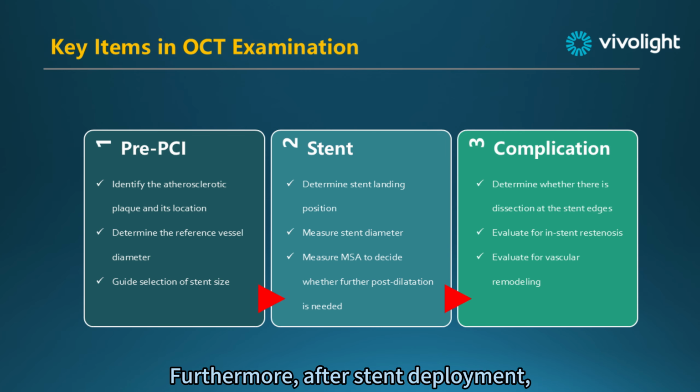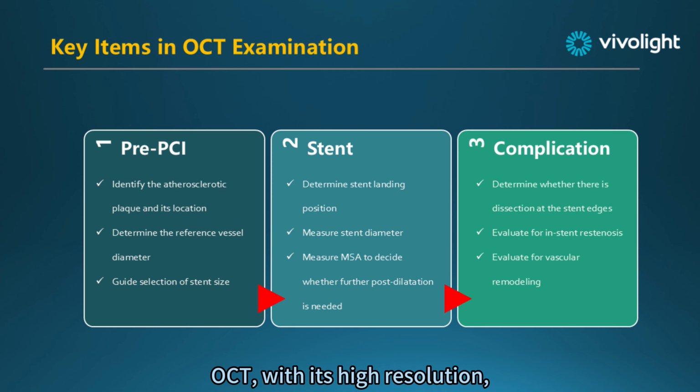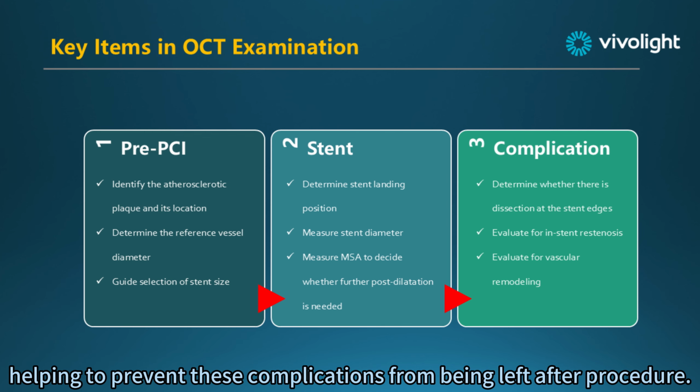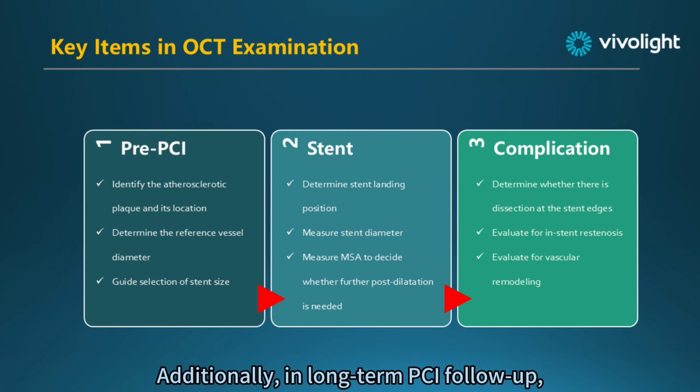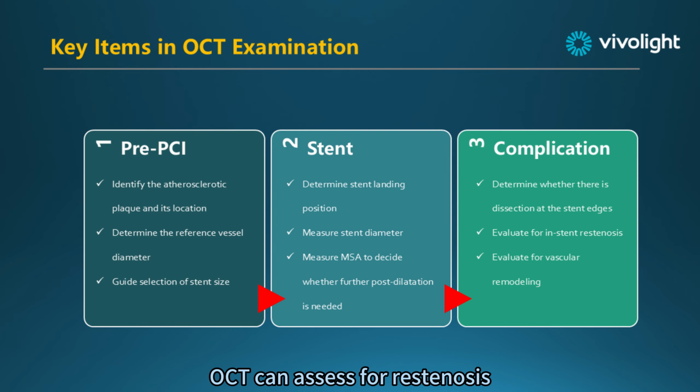Furthermore, after stent deployment, dissections may occur at the edges. OCT, with its high resolution, can detect even small dissections, helping to prevent these complications from being left after the procedure. Additionally, in long-term PCI follow-up, OCT can assess for restenosis or vascular remodeling.